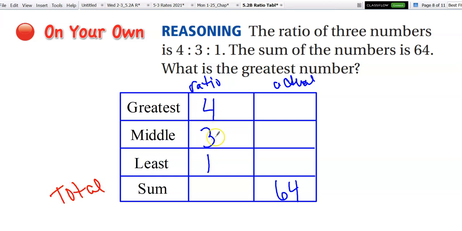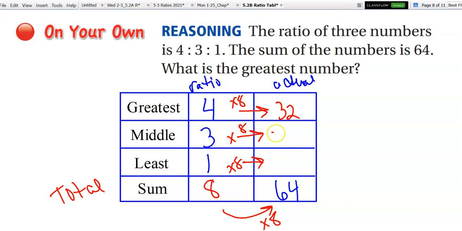And when I add the 4 plus the 3 plus the 1, I get 8. That's my total when I add the ratio of those numbers. Still don't know the numbers, but I can look for a multiplication pattern. And when I multiply by 8, 8 times 8 is 64. That means I need to multiply all of the ratios times 8. This ratio times 8 to figure out what the numbers are. 4 times 8 is 32. 3 times 8 is 24. And 1 times 8 is 8.